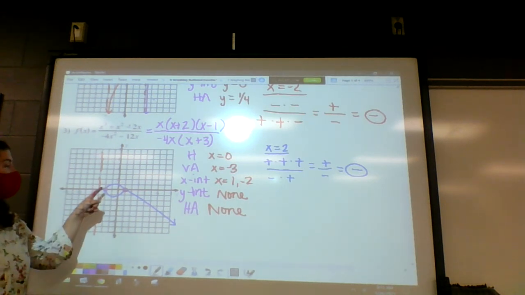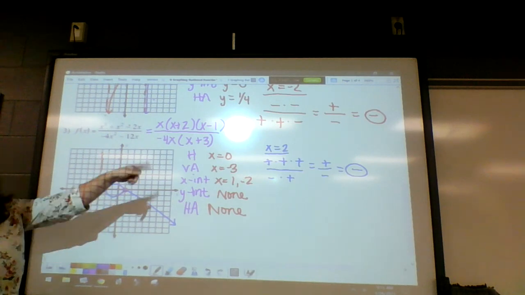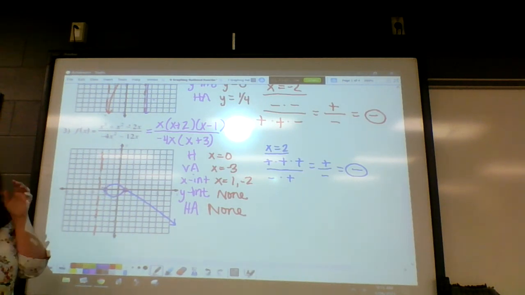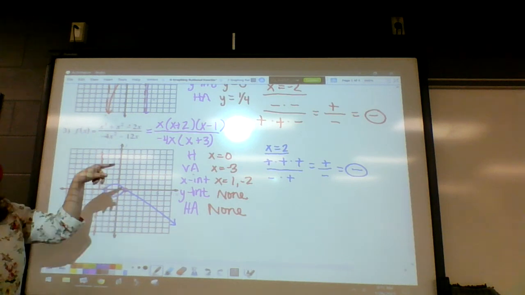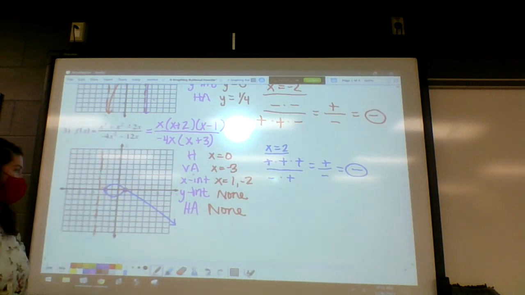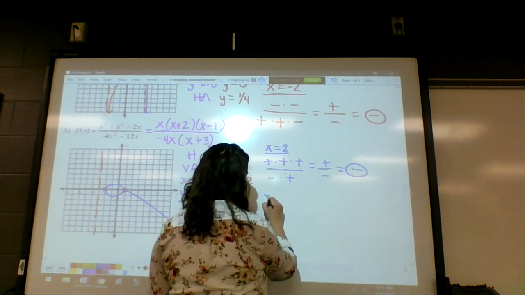Don't pick -2 because that's right here, right? And what you get if you pick -2 is the whole thing is 0. Okay? So pick between, and make sure you don't pick a hole if there's a hole between them. So we're going to pick -1.